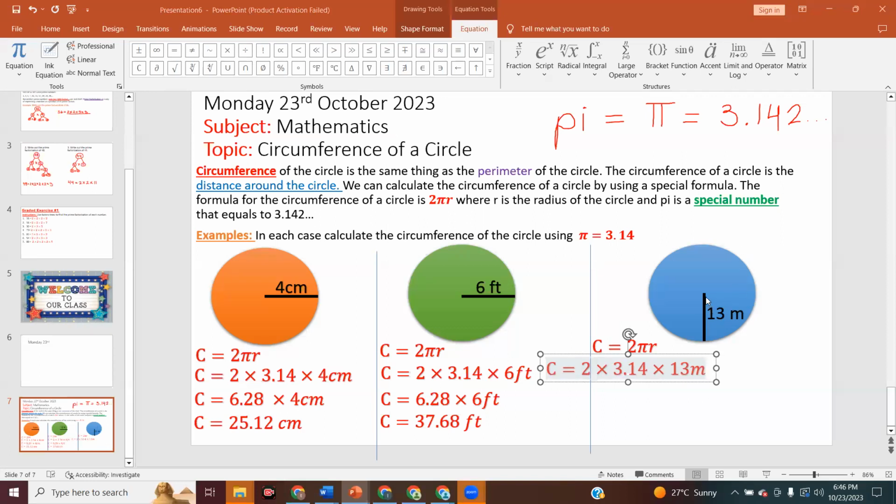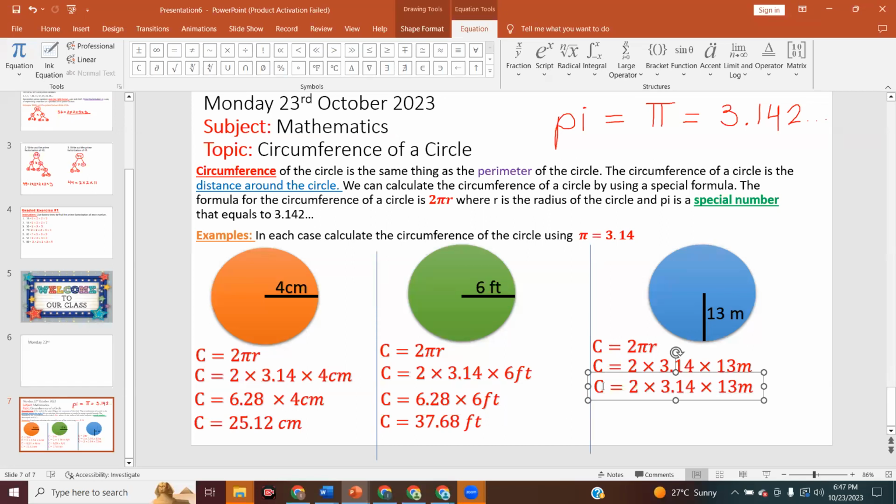Now, but how come we're using this as a radius if it's not horizontal, it's vertical? Is it still a radius, even though it looks like this? Yes or no? Yes, it's still a radius, because once it's half of the circle, it's still a radius. So we have 2 times 3.14 times 13.